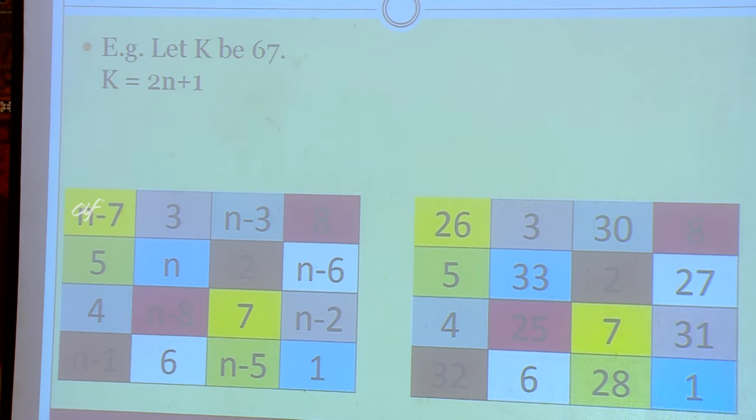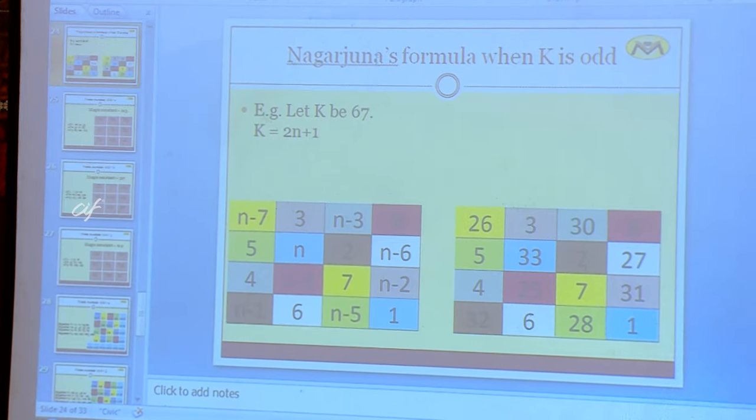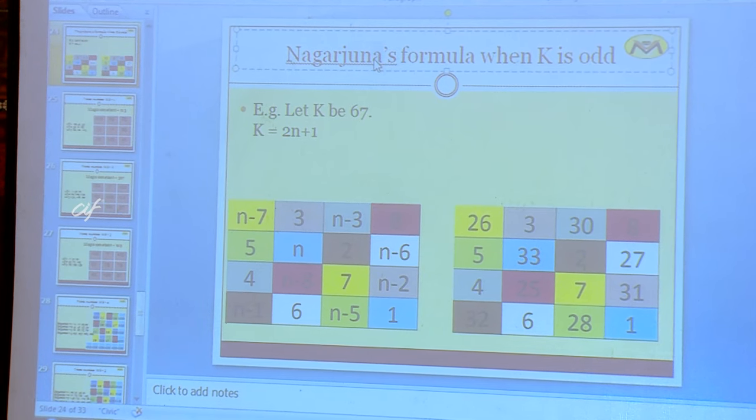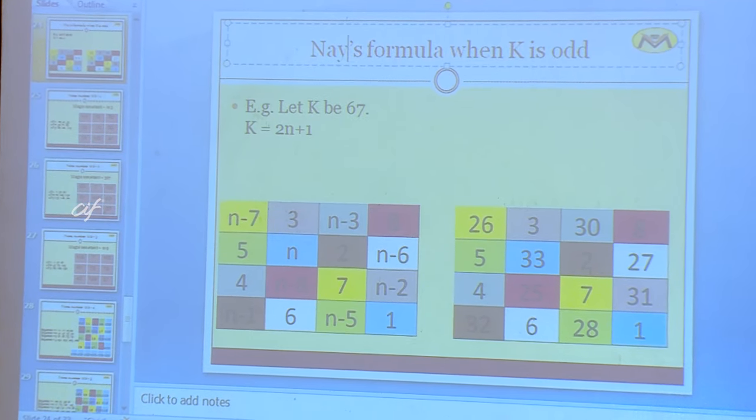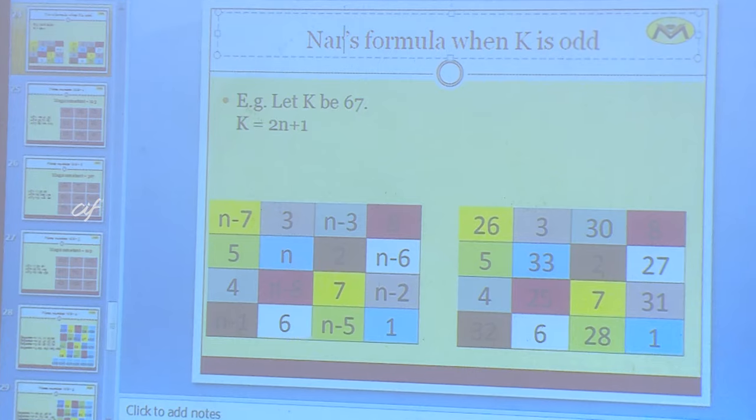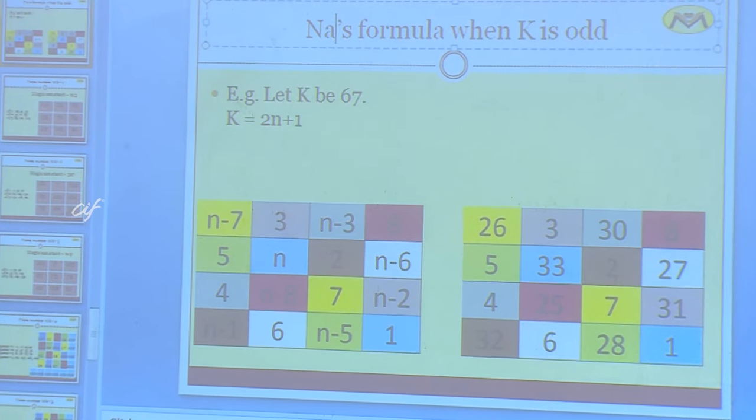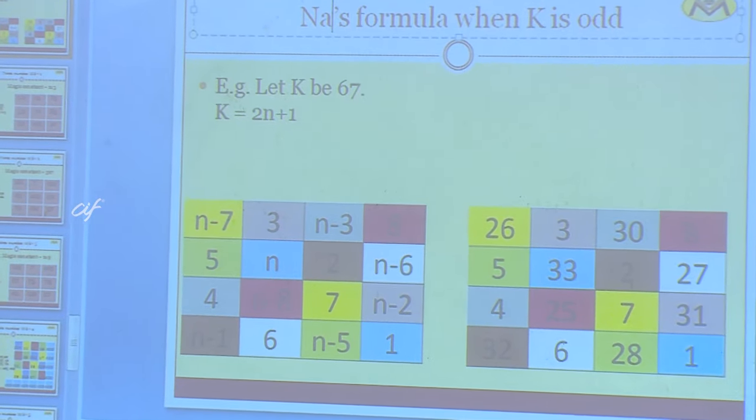So this also was given by, I think this is Narayana Pandita's formula, not Nagarjuna's formula. Nagarjuna's verse was only for the initial thing. So it's my typing error. It's not Nagarjuna, it is Narayana. Anyways, I'll change it later.